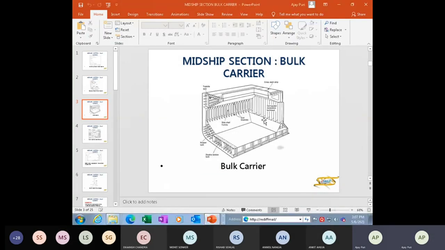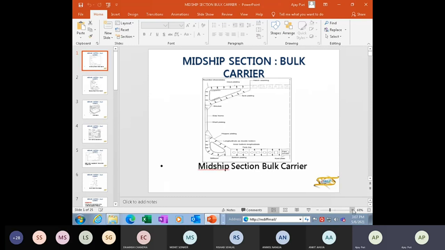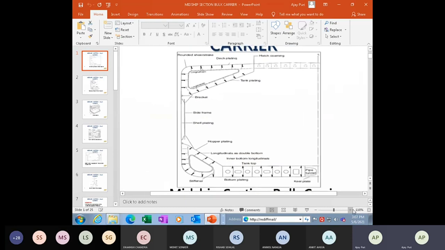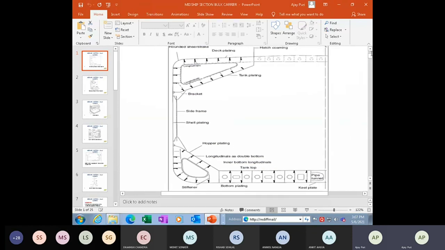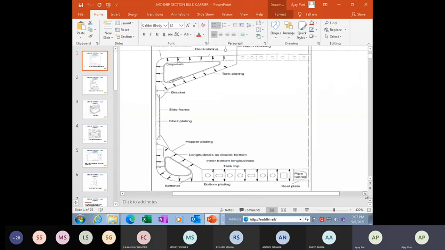Now we come to the main diagram. So here you have upper hopper tank, lower hopper tank. The hatch combing here, longitudinals here along with the stiffeners here. This is the hopper tank. So this is your shell plating. This is the side frame. And your bracket basically is tapered. Now the tapering is done to reduce your discontinuity stress, otherwise cracks will develop. That is the reason the top and bottom brackets are tapered.